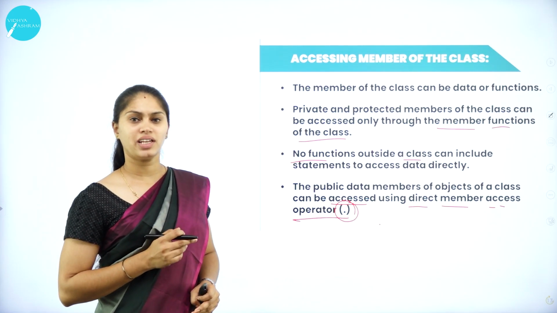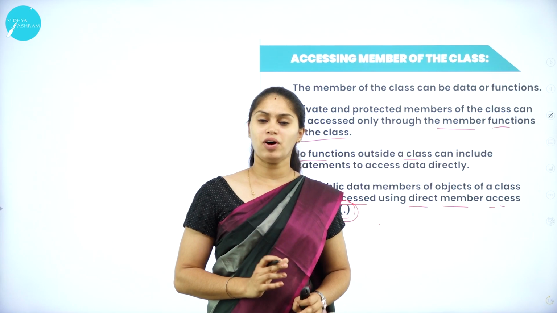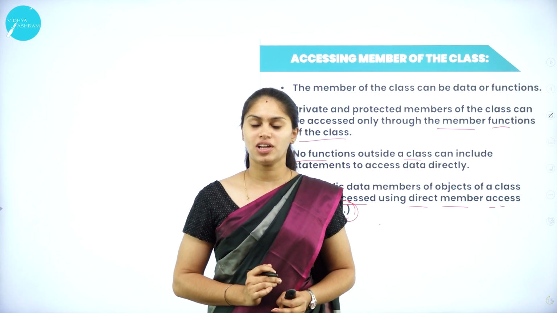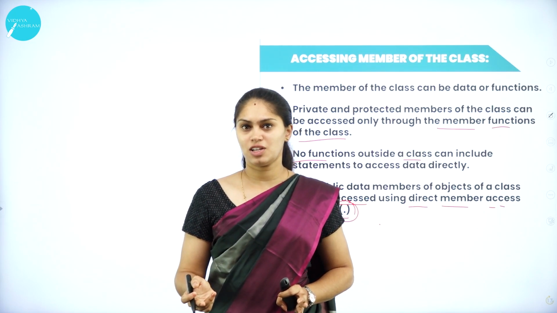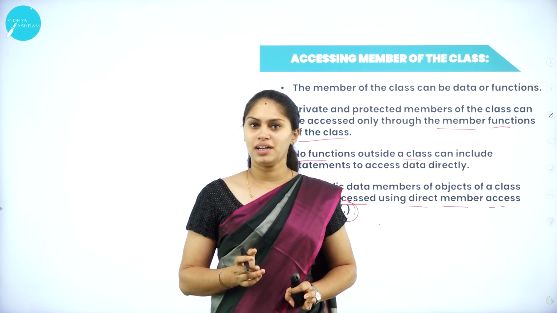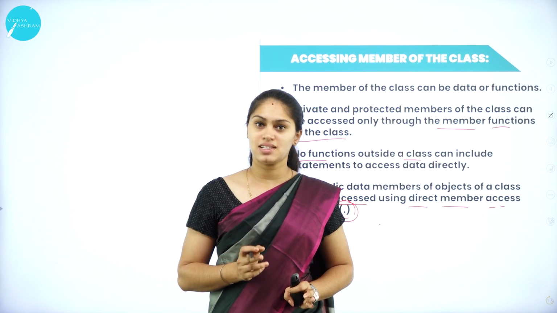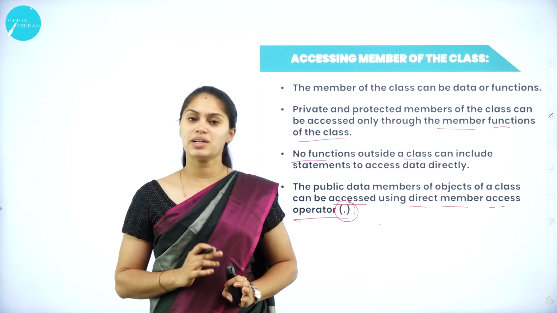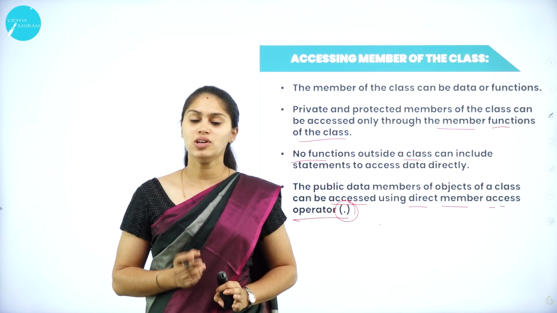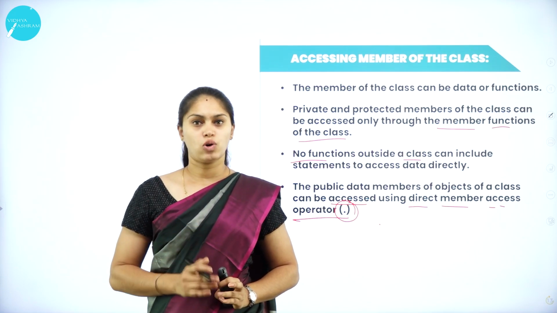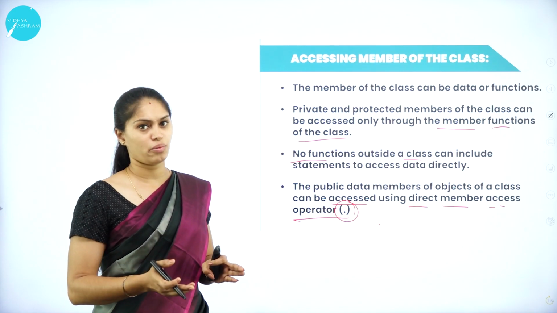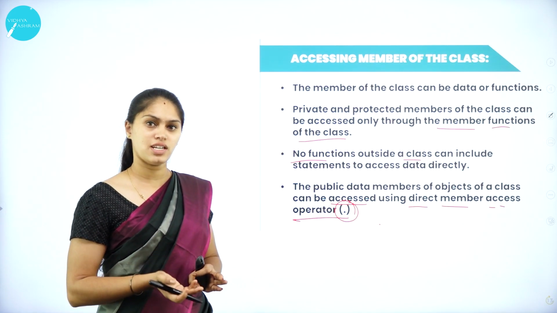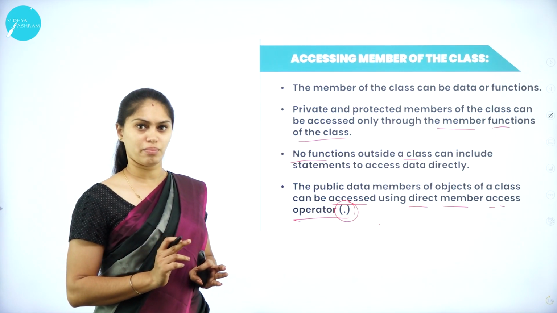You can expect one question: what is the scope of the dot and scope resolution operator? Why do we require the dot operator and why do we require the scope resolution operator? Dot operators are mainly used to access the members of a class, but scope resolution operators are used to define the member function outside the class. That is very, very important: the difference between the dot and scope resolution operator, or the usage of the dot and scope resolution operator.